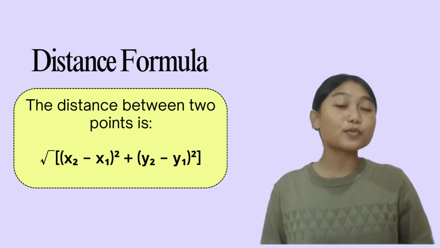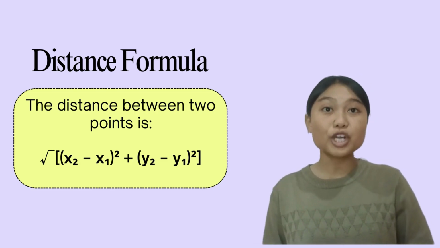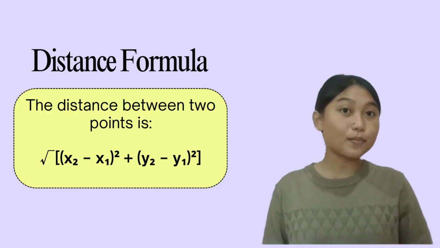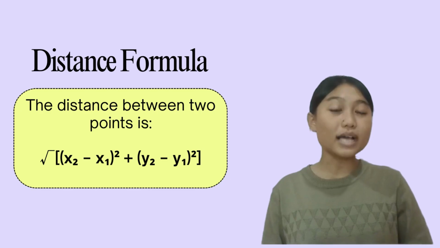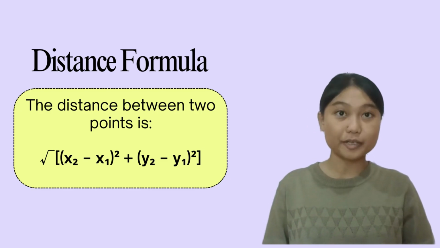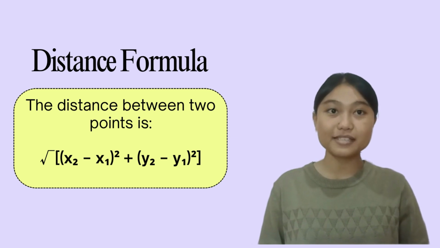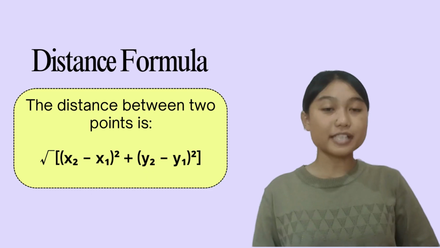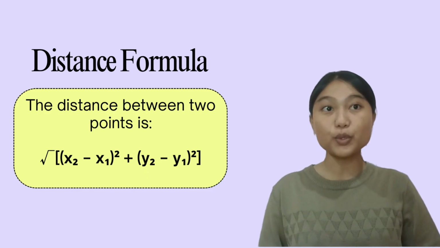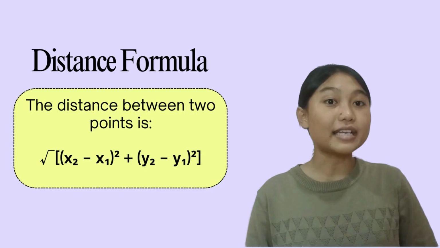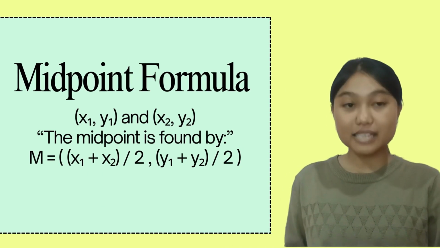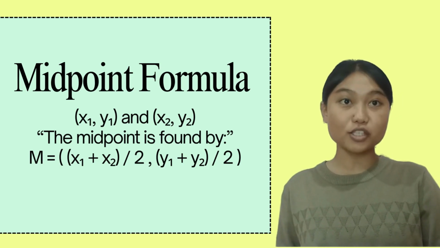So, the distance between 2 points is the square root of x sub 2 minus x sub 1 squared plus y sub 2 minus y sub 1 squared. This formula works for any 2 points on the coordinate plane. Now that we understand how to get the distance between 2 points, let's talk about finding the midpoint. The midpoint is the exact center of a line segment that connects 2 points.